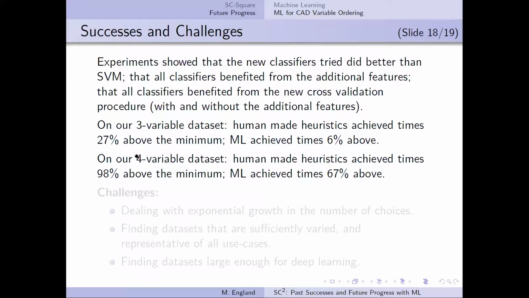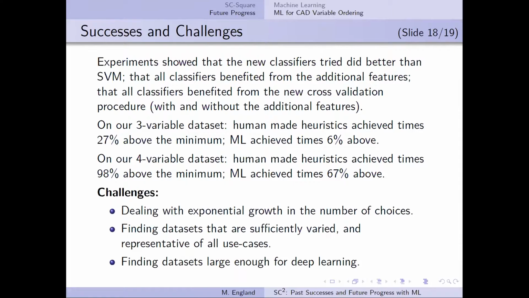On our three-variable data sets, the best of the human-made heuristics achieved times 27% above the minimum, whereas machine learning achieved times 6% above the minimum. On the 4-variable data set, the human heuristic achieved times on average 98% above the minimum, machine learning 67% above. So still a lot of work to do in getting to the actual minimum here.